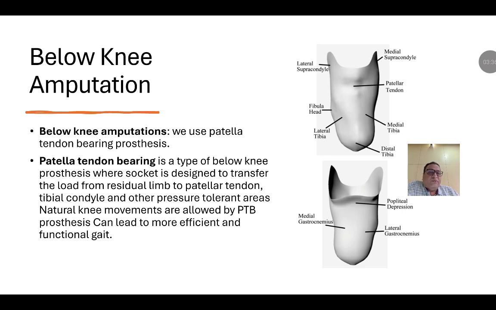In this diagram, you can see the patellar tendon bearing stump. This is a lateral supracondylar part. This is medial supracondylar part. This is molded for the tibial tubercle and the patellar tendon. So this is for fibular head. This is lateral tibial condyle. This is medial tibial condyle, and this is distal tibia. This is the popliteal depression. This is for medial gastrocnemius and lateral gastrocnemius.